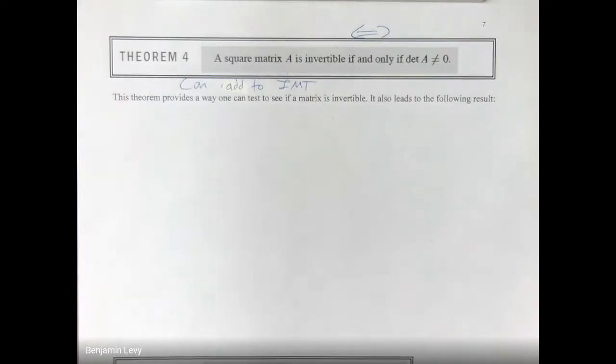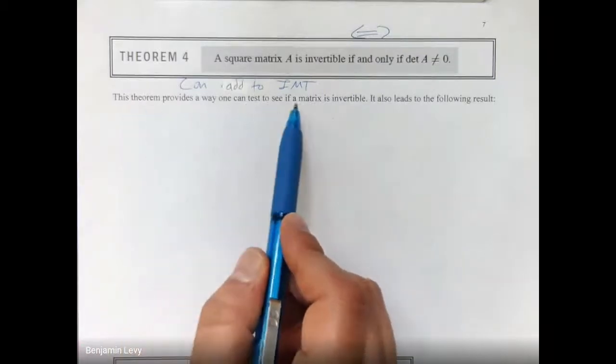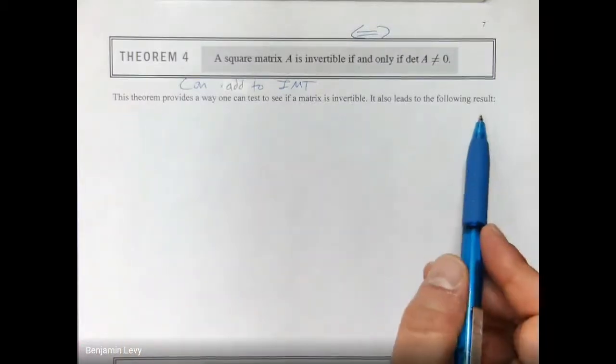So I was going to prove this theorem, and it needs to be proved both ways. And so I'm going to prove the first one. I'm going to assume that. It also gives us a way to test for linear independence and things like that, for example. I'm not going to prove it, I'm just going to show you. This theorem provides a great way to test if the matrix is invertible. It also leads to this result.